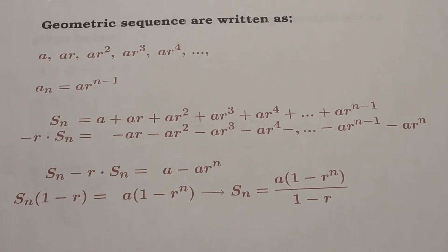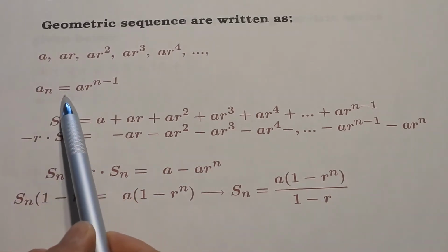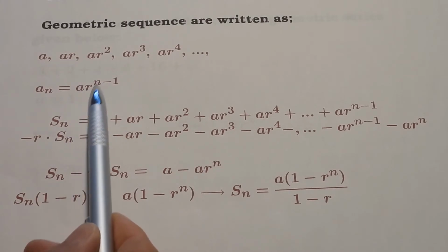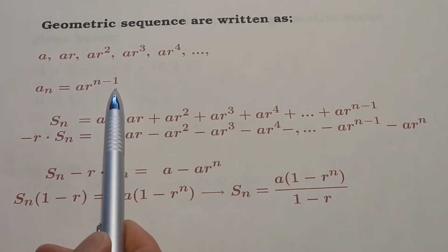Today we will study geometric sequences. A geometric sequence is written as first value a, second value a times r, third value a times r to the second power, and the fourth one a times r to the third power, etc. So the nth term is given by a sub n equals a times r to the n minus 1 power.